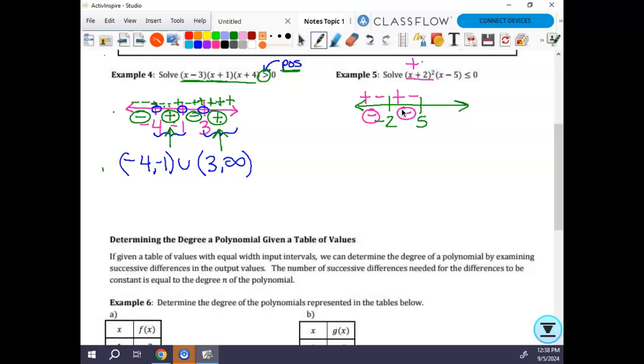No? Then from 5 to infinity, let's choose 6. So that would be positive for sure. 6 minus 5 is positive. Positive times positive is positive.